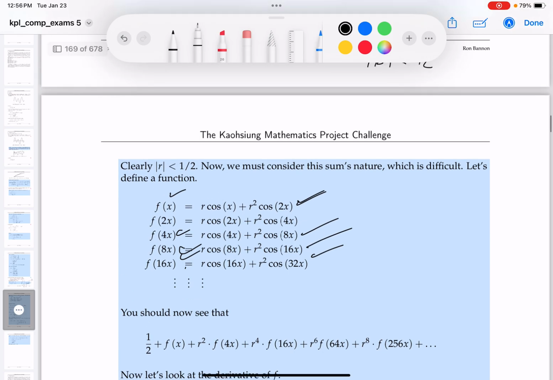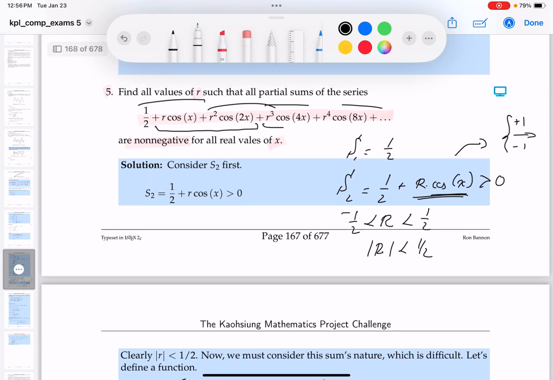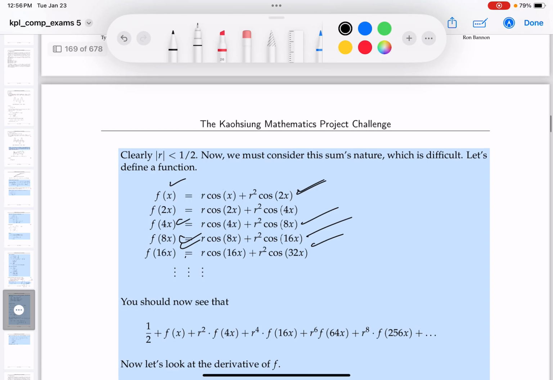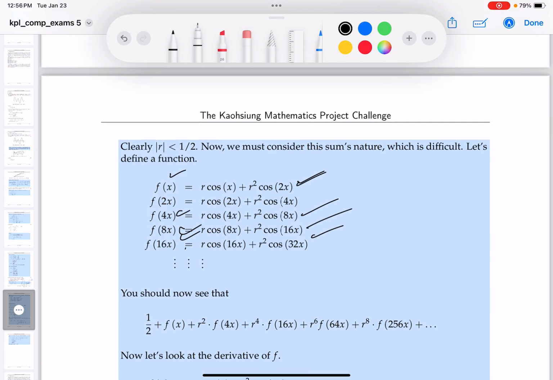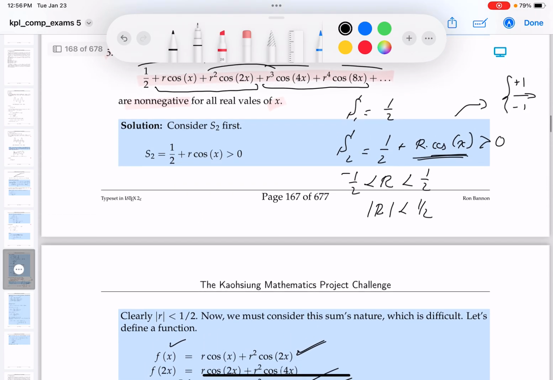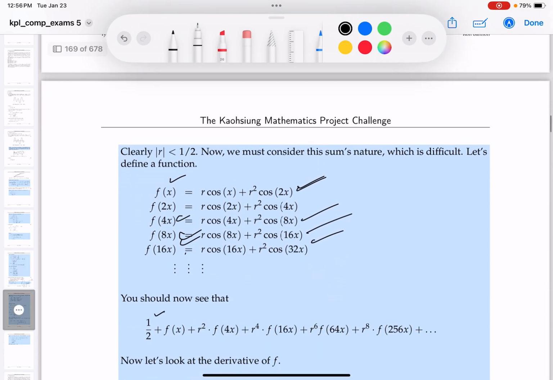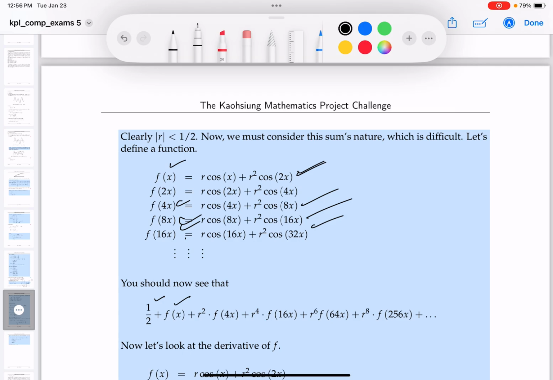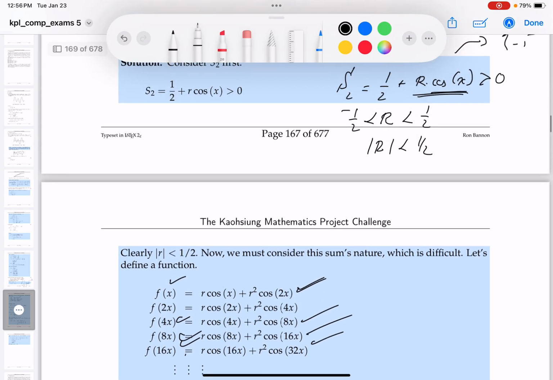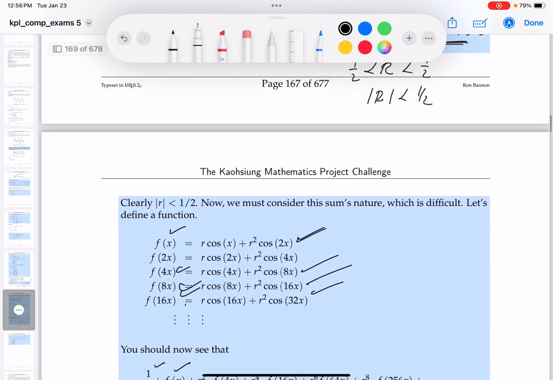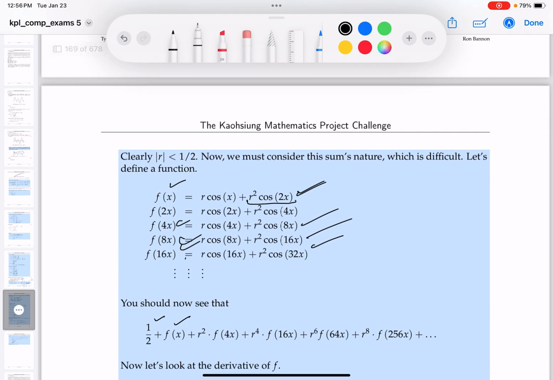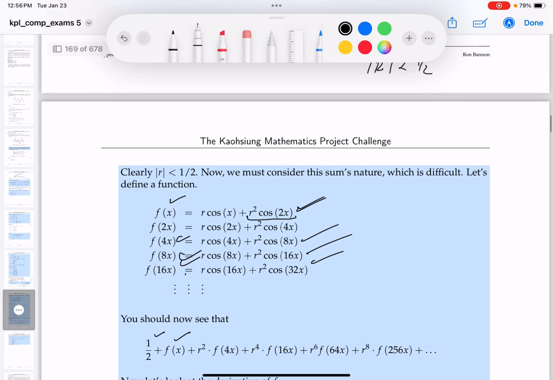I'm looking at this over here, and I'm starting to see things I want to see. So what do I see? I see 1/2. This is the sum, by the way. The next thing I see is R cosine X, which is f of X. I do see that right over here. Let's look at the next thing I see, which is R squared cosine of 2X. Well, I kind of see that over here. And I'm still looking at R squared, right? Let's write that down.